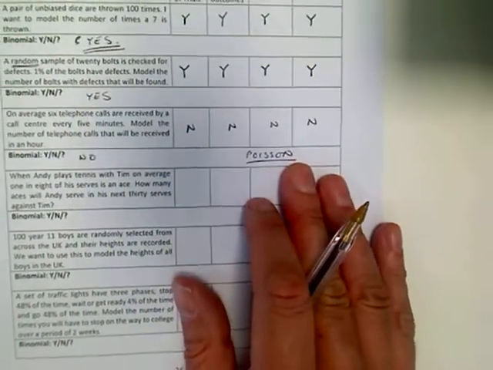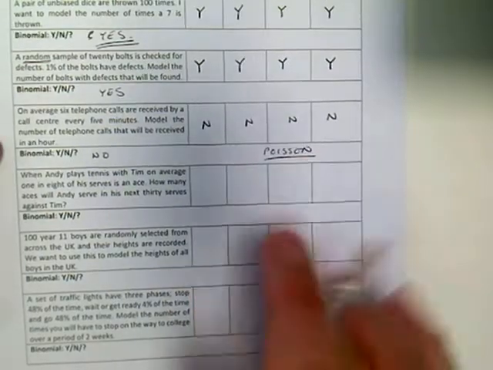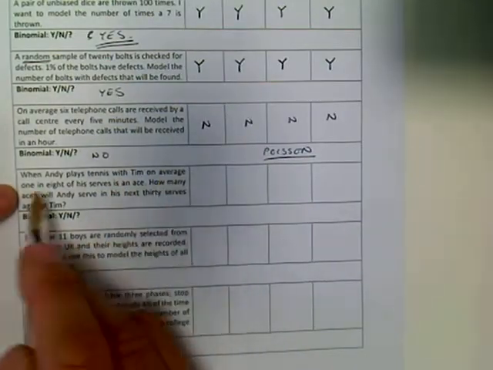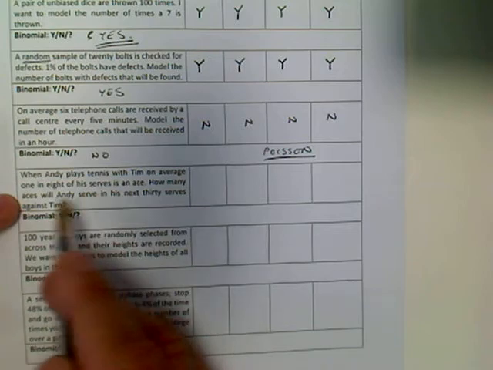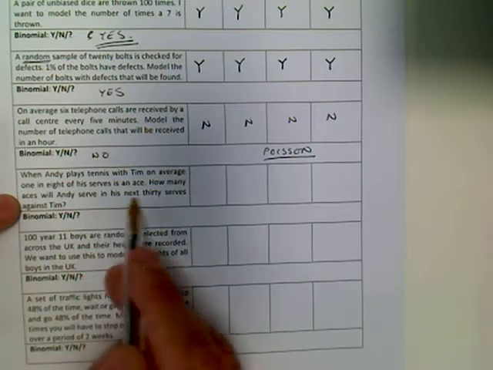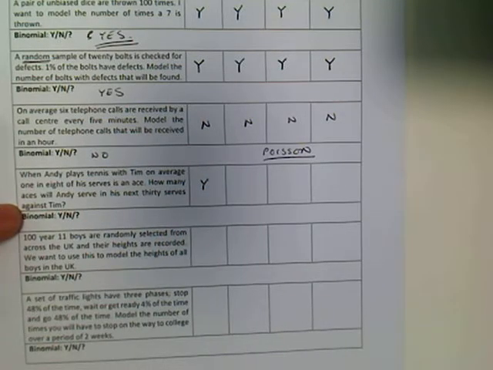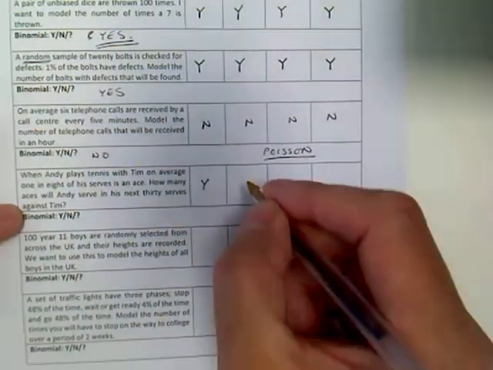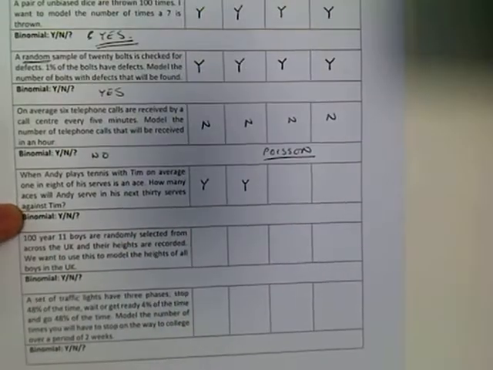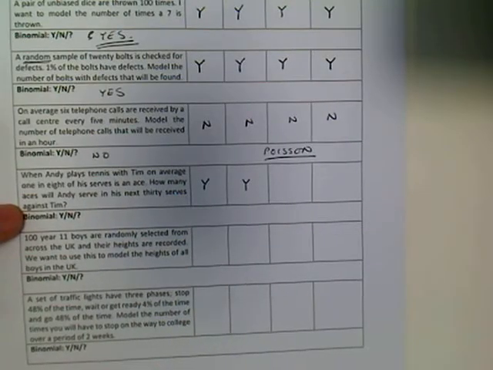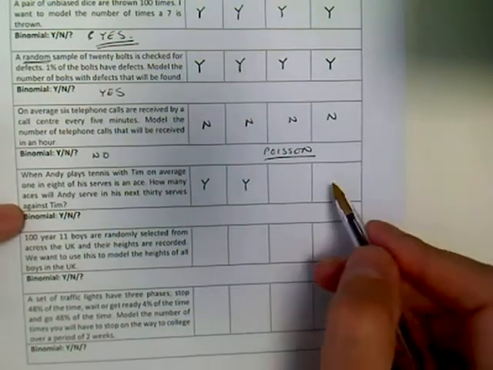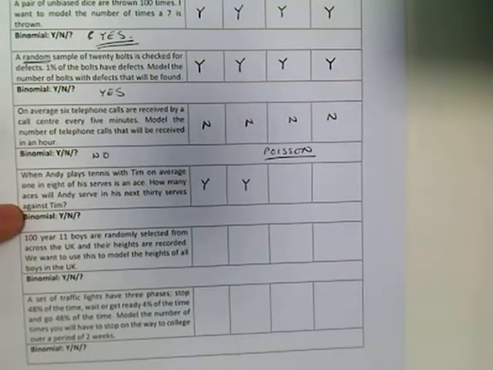Okay, right, next one. When Andy plays tennis with Tim, on average 1 in 8 of his serves is an ace. How many aces will Andy serve in the next 30 serves against Tim? So fixed number of trials, we're testing 30 trials, so that's fine. Exactly 2 outcomes: he'll either serve an ace or not serve an ace. So again, exactly 2 outcomes. I'm just going to go to the independence thing.